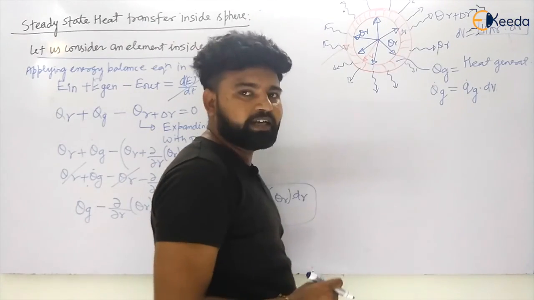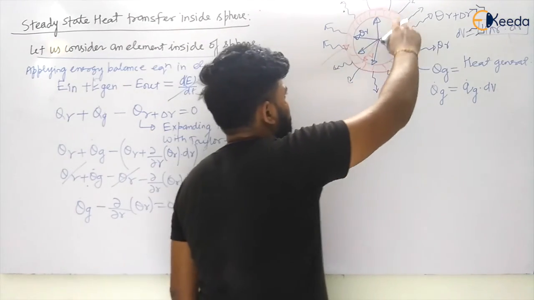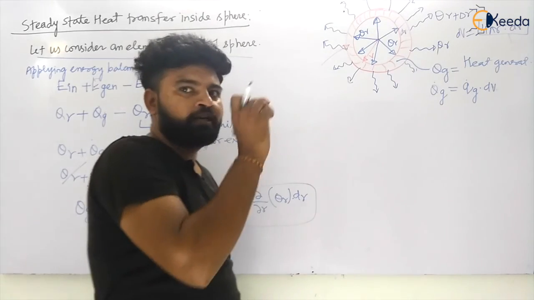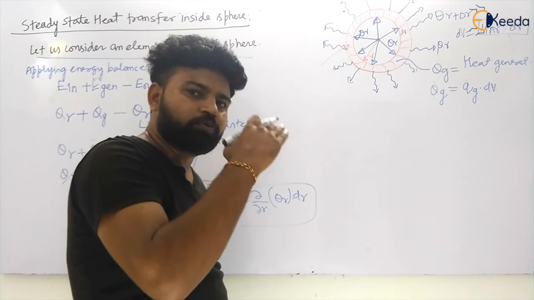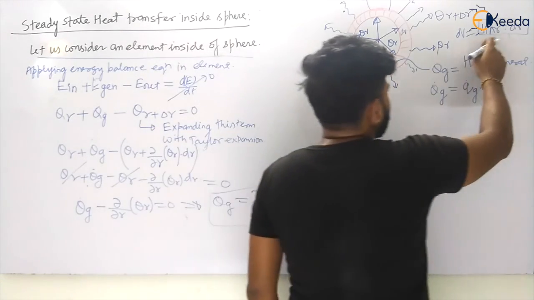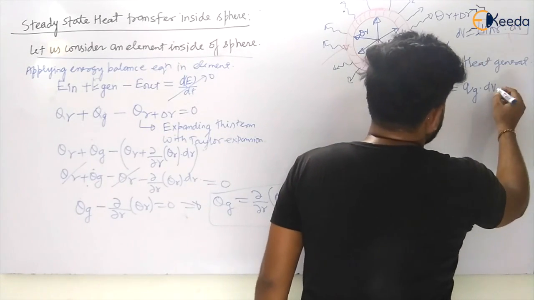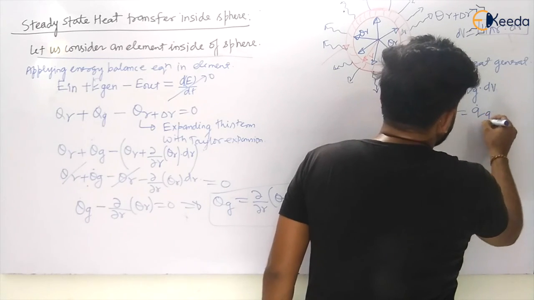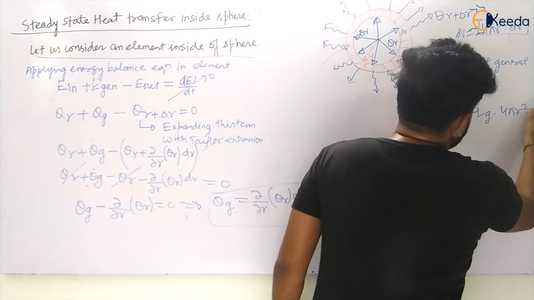Why 4 pi R square into dr? Because this is the inside curved surface area, and when I add the dr, this becomes 4 pi R square into dr. So this will become Qg equal to small q into 4 pi R square into dr.